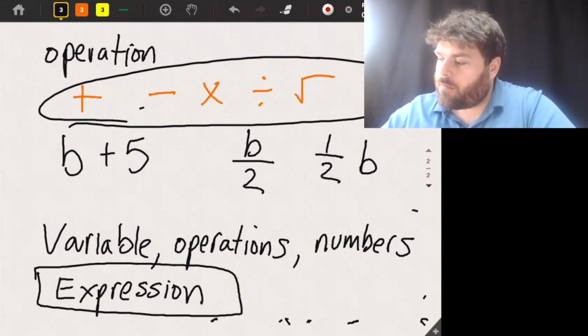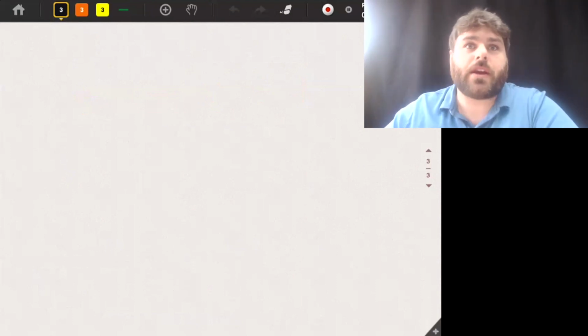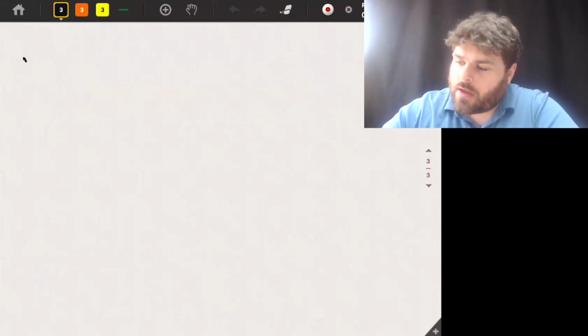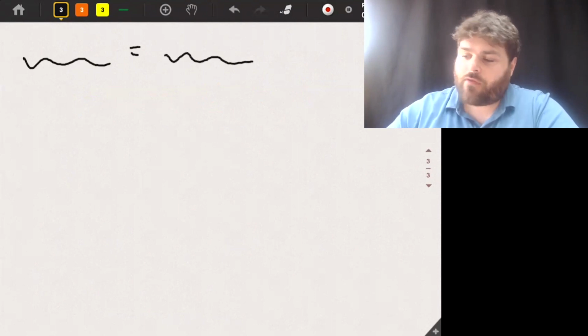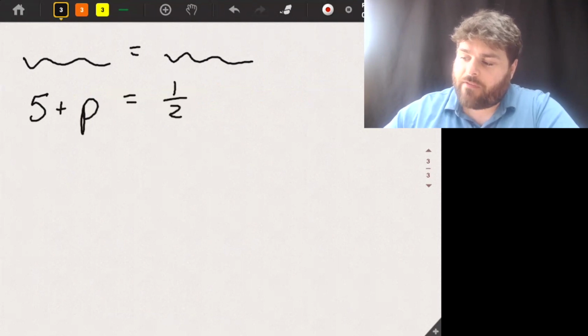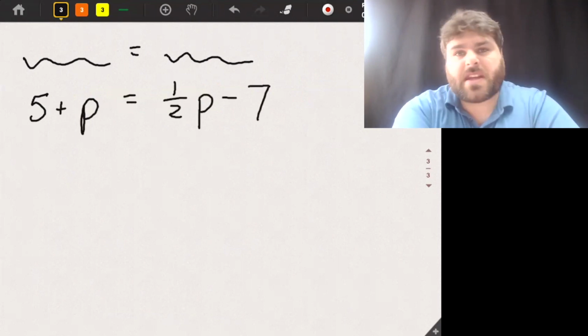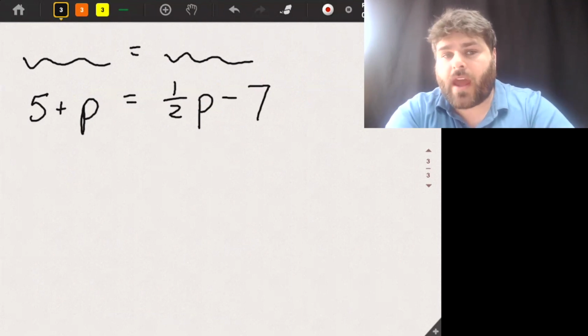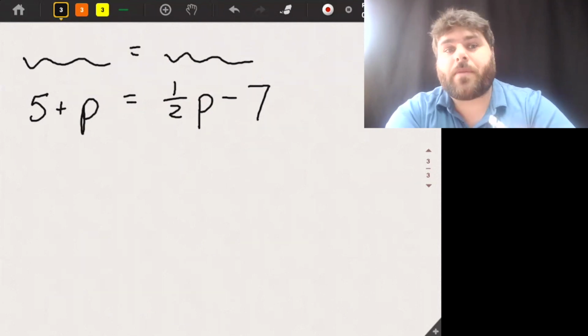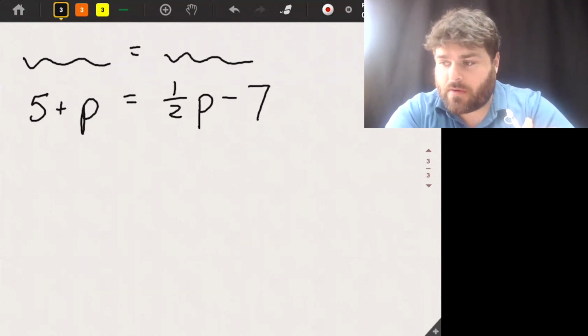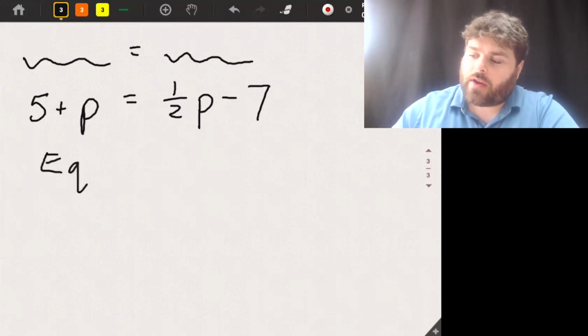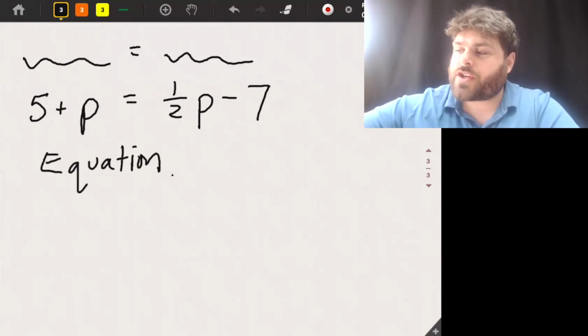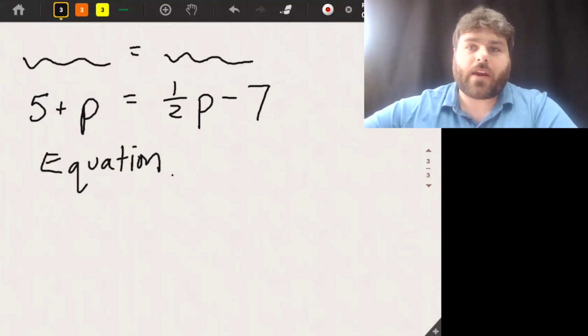All right, so moving on, if I took 2 expressions and said that they're equal to each other. So if I have an expression that is equal to another expression, for example, 5 plus P equal to 1/2 P minus 7, I just made these up. I have this expression on the left, 5 plus P, and this expression on the right side, 1/2 P minus 7. Now we've moved from an expression into what we call an equation. This is now called an equation. So anytime you have 2 expressions that are set equal to each other, you have an equation.